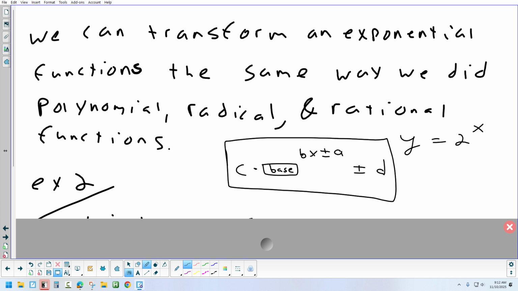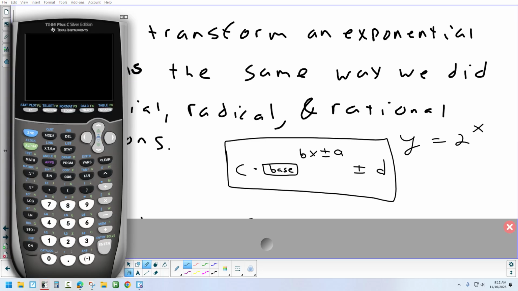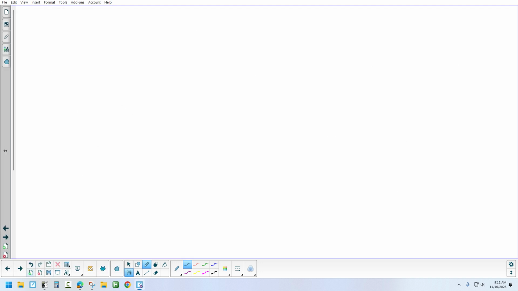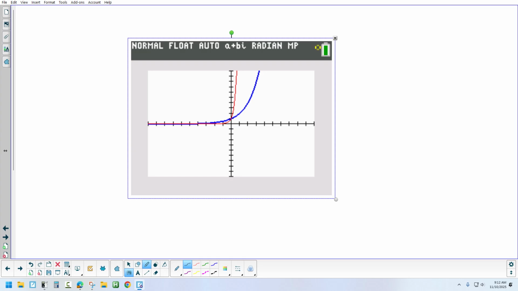Remember, B is always backwards. The bigger you make B, the more squished the graph is going to get. So like if I do 2 to the x and I do 2 to the 5x, let's look at the difference. So there's 2 to the x, and here's 2 to the 5x. So what happened is if I take the graph in blue and I start to squish it horizontally, if it lets me do it.